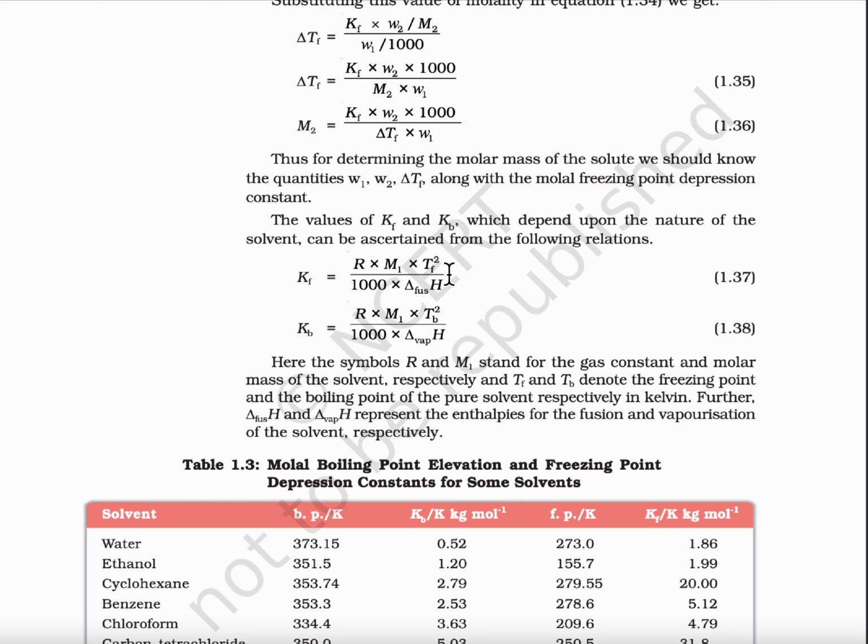Generally in the numericals, the value of Kf and Kb will be given. They might not ask you to find it through this formula, but they might ask this formula in a 1 mark question, or in a match the following, or in an MCQ, whatever it might be. So it is good to know this formula. Kf is R into M1 into Tf square by 1000 into delta H fusion. Similarly for Kb, R into M1 into Tb square by 1000 into delta H vaporization.